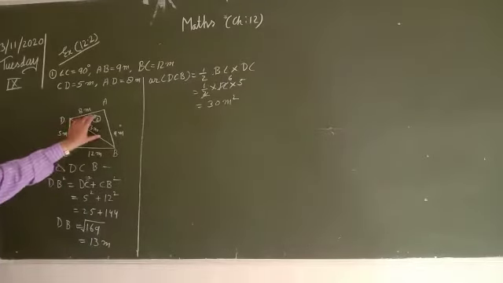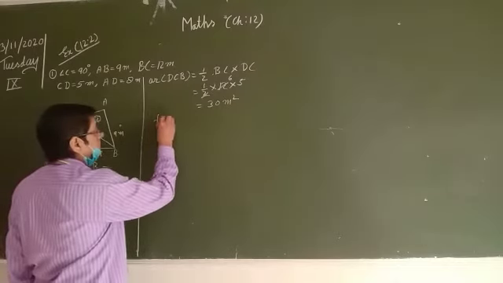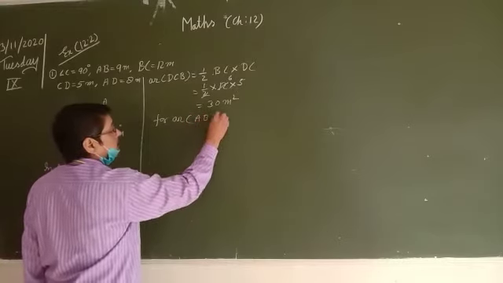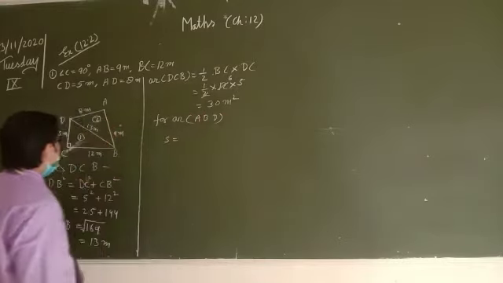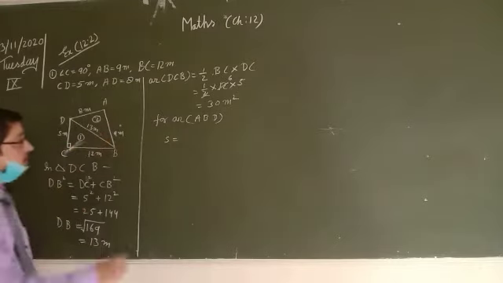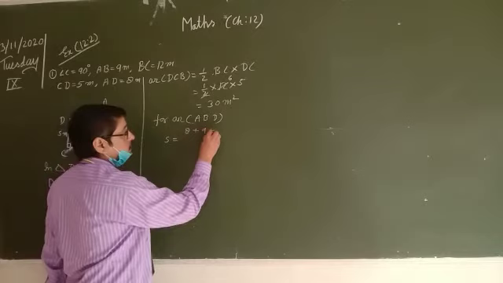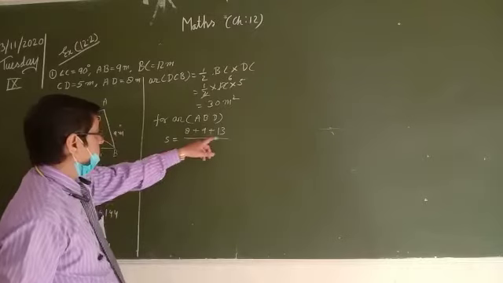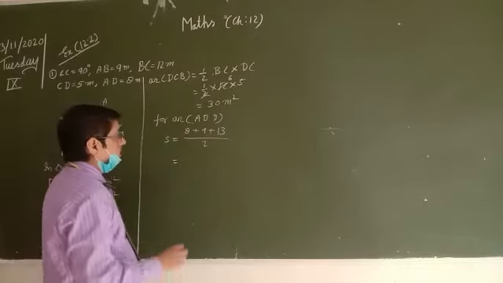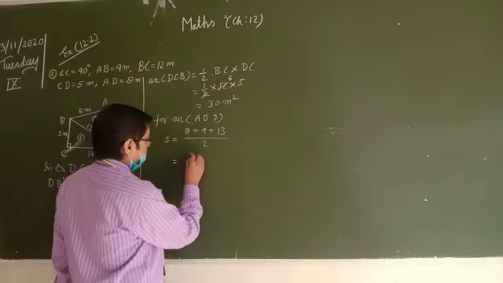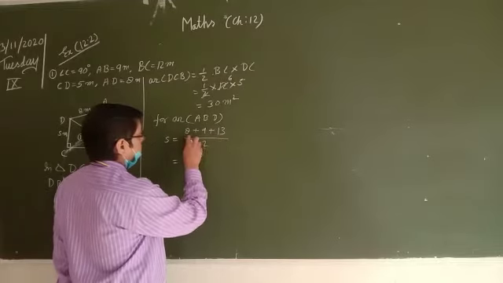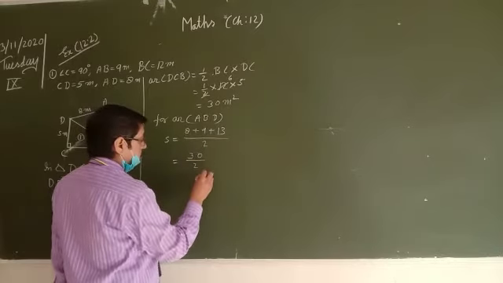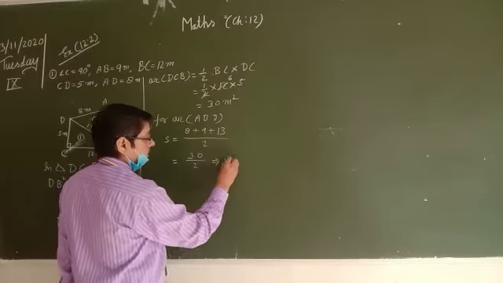And we want to find the area of DAB. First of all, we need the semi-perimeter S for the area of ABD. S equals 8 plus 9 plus 13 over 2. Just calculate and divide it. 8 and 9 make 17, and 13 more makes 30. 30 over 2, so S equals 15.